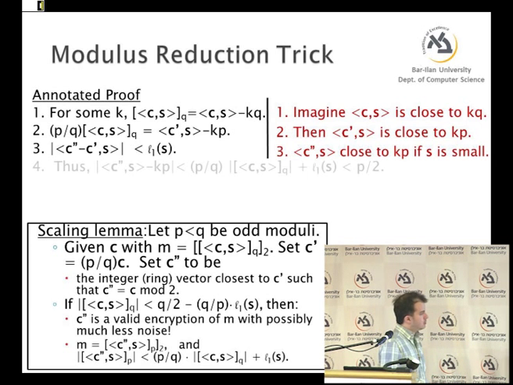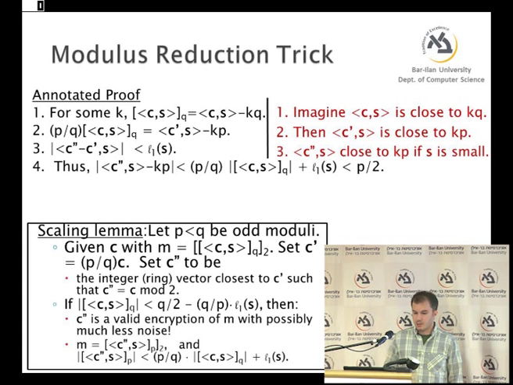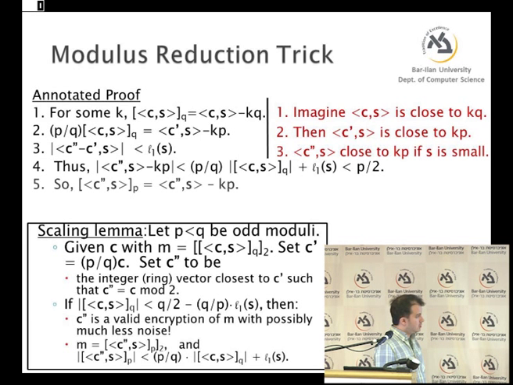If you collect all this and use the triangle inequality, you get the offset from P of the dot product of C prime prime and S. The noise is P over Q times the initial noise plus the L1 norm of S. This requirement just helps us say that this value is less than P over 2. Because this magnitude is less than P over 2, it is actually reduced modulo P, since it's in the range minus P over 2 to P over 2. So this is the actual value of the noise of C prime prime.